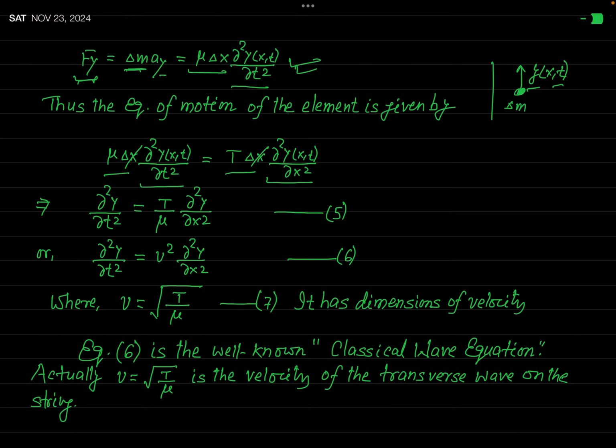I think you have clearly understood each and every step. This is just a simple concept. Now you can see this delta x is present on both sides, so that will cancel out. And therefore ∂²y/∂t² is equal to T/μ times ∂²y/∂x². Here T and μ are both constant when the string is homogeneous and uniform.